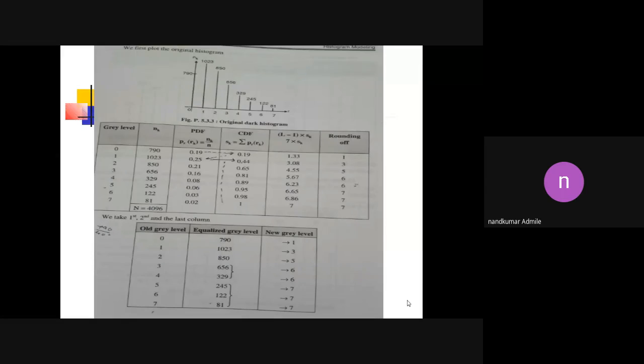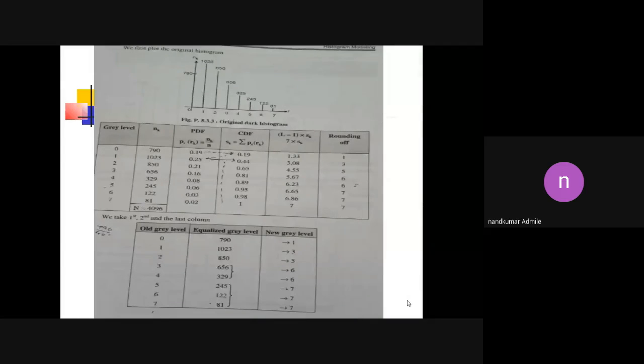Okay. So PDF and CDF. After calculating PDF and CDF, we have to adjust the length. For adjusting length, we have a formula: L minus 1 into sk. The total length is 8, so 8 minus 1 is 7. What is sk? sk is nothing but the CDF function. So we have to multiply sk by 7.